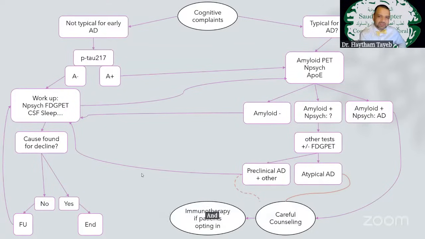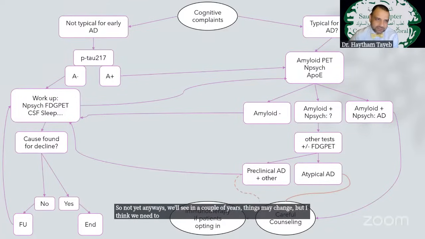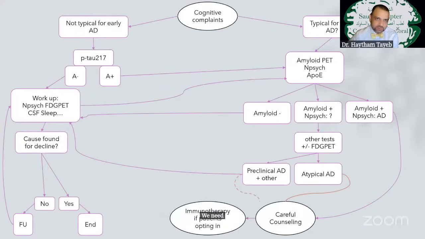And you notice how I have a dotted line here about preclinical AD, just to remind ourselves that people are going to come and talk to us about medications, even when the clinical presentation does not really fit, but the line leads nowhere. So not yet anyways. We'll see in a couple of years, things may change, but I think we need to stick with what we know for as much as we can, and especially in the presence of conflicts of interest when they're present.